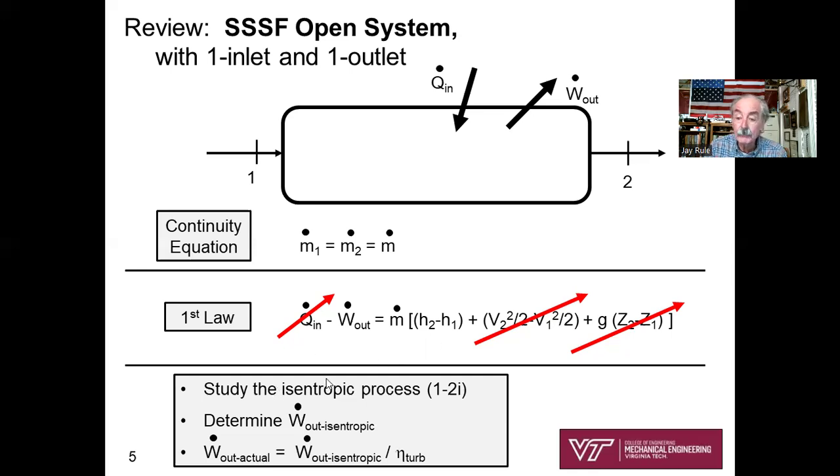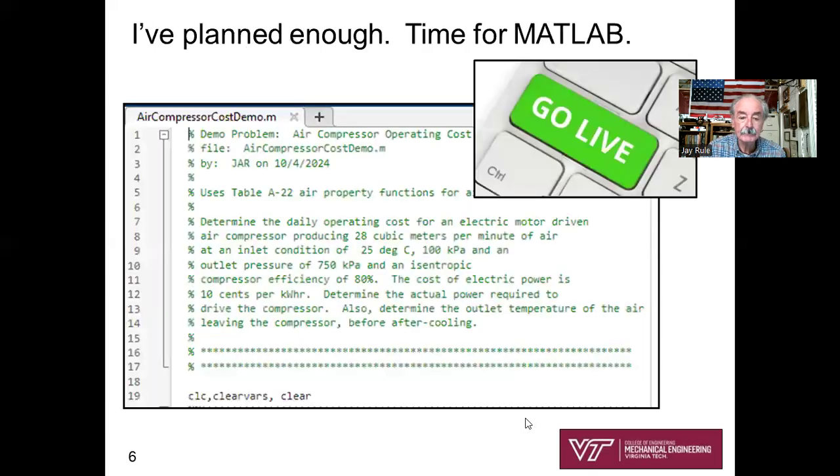All right. First thing we'll do is study the isentropic process, 1 to 2i, to determine W dot out isentropic first. Then we will apply our compressor efficiency definition to get a larger negative number, W dot out actual, and then we'll calculate the cost on a daily basis to operate this compressor. Okay, so now I think we've planned enough. We've drawn a sketch, we've planned our general approach, we've reviewed the first law, and we're ready to go live into the MATLAB environment.